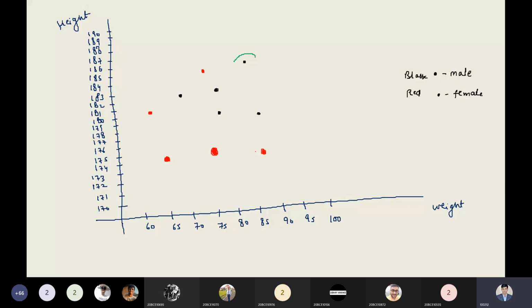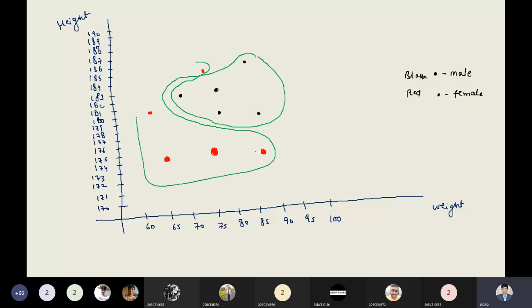So if you just look at this point, and this is the point, and if you are making the group like this one, here we have a problem. So this is a problem actually. How can we solve this problem? We can solve this problem by the kernel function.